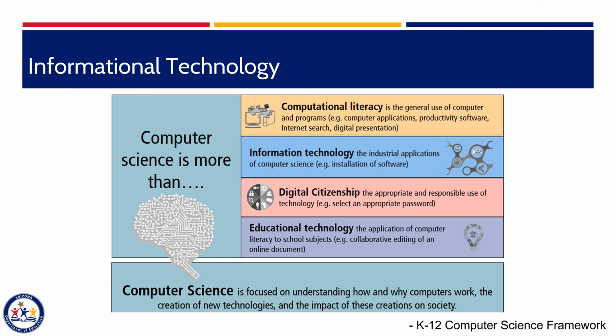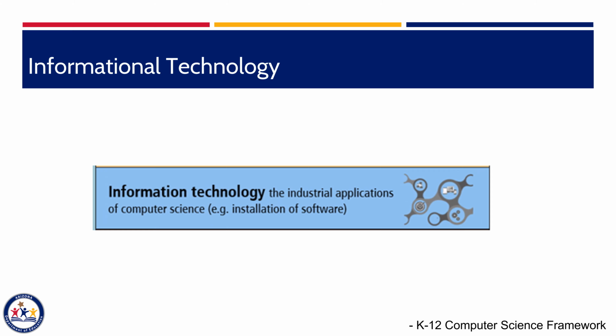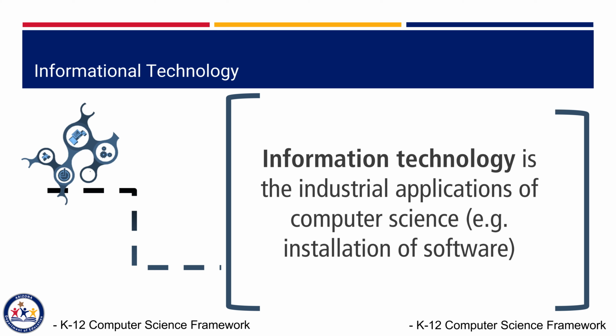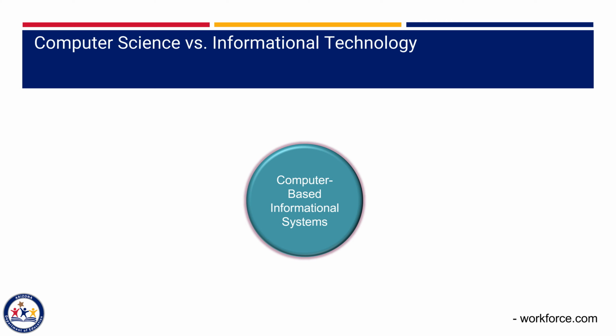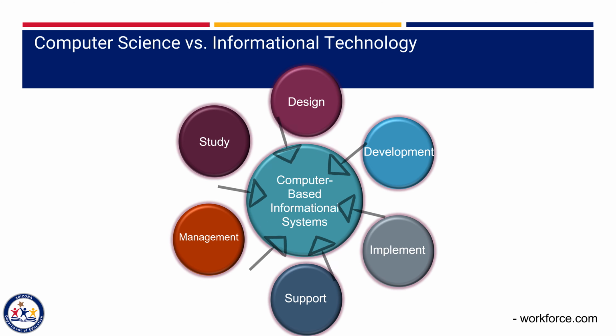In addition to computational literacy, computer science is more than information technology, but information technology is another important piece of the puzzle. Information technology is the industrial applications of computer science. For example, installation of software. Information technology is the study, design, development, implementation, support, or management of computer-based information systems, including software applications and computer hardware used to store, exchange, and use information. IT professionals help ensure that computers work well for people, and IT professionals often have a background in computer science.